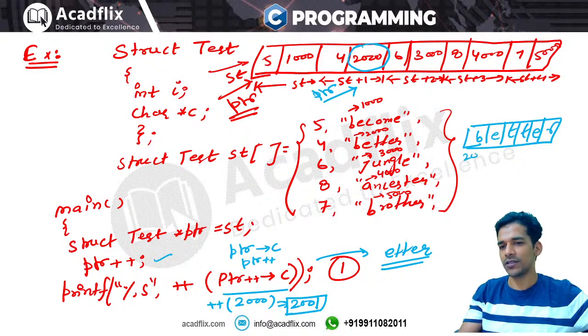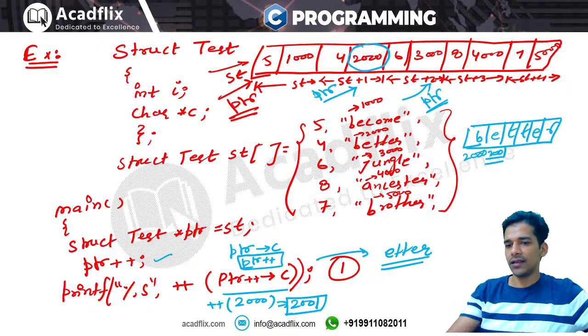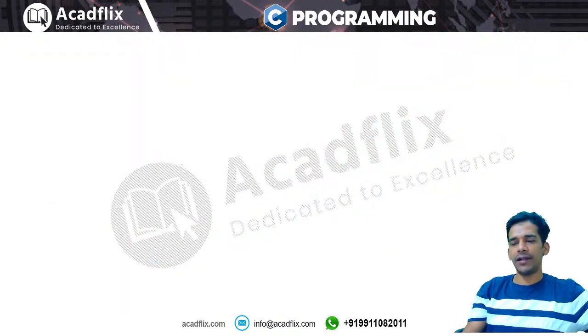This is 2000, then 2001. So the string starting from 2001 is etter, right? Then this pointer will be incrementing to this particular structure. Now ptr will point to this, right? Then we have the second printf statement, and tell me what will be the answer for this particular printf statement.